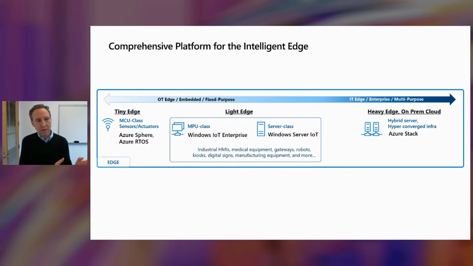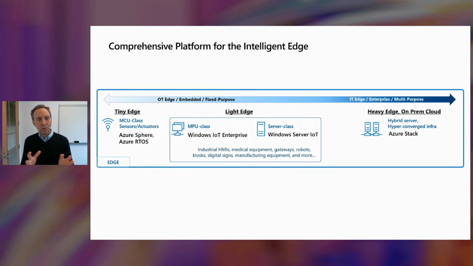Starting on the far left, we have these devices that we refer to as the tiny edge. These are microcontroller class devices. They typically run an RTOS or a custom embedded Linux solution. This is your sensors and actuators. It could be cameras, temperature sensors, vibration sensors, all kinds of environmental sensors. These are the least expensive, typically small, but not always small devices. We have a couple of offerings here. Azure Sphere and Azure RTOS are some examples of that.